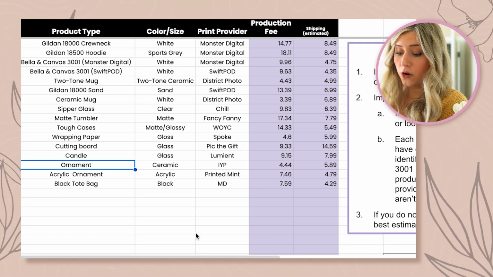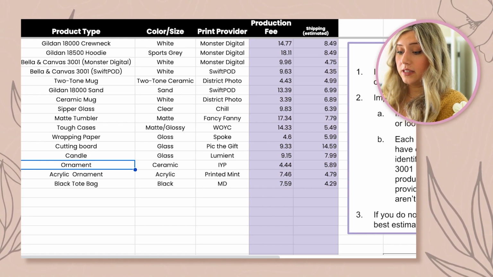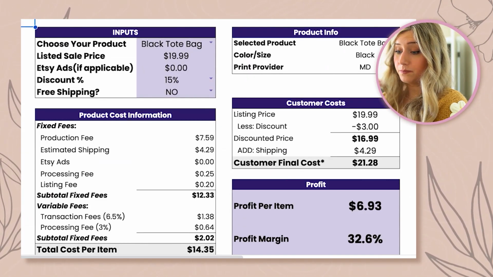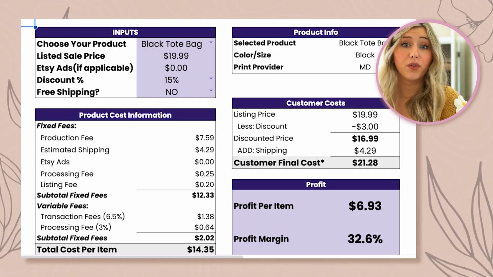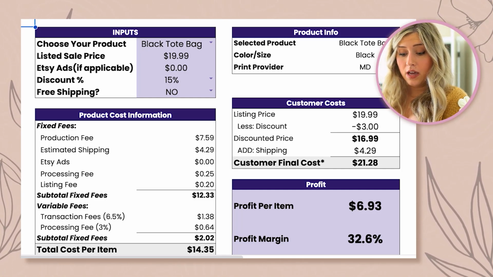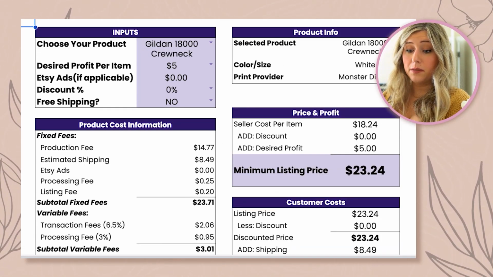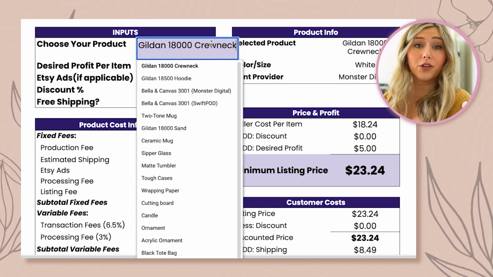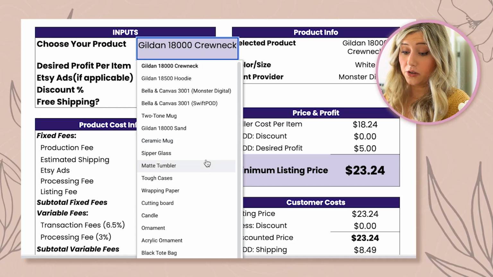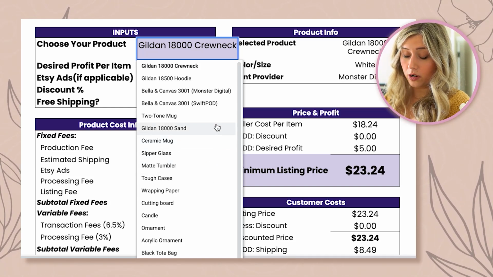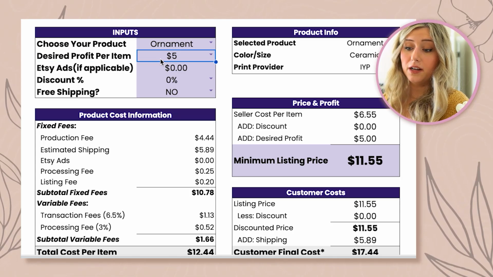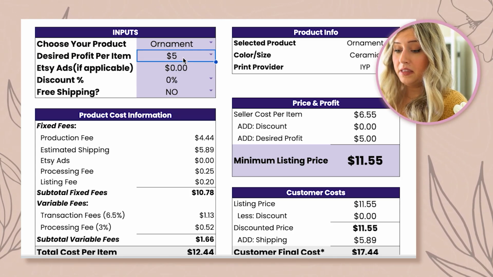Which is ornaments. So let's say with ornaments, I want to have a certain profit. Again, we're gonna start with reverse engineering our profit, right? So I'm going to go to my price calculator here. Now, let's say that I want a $5 profit by selling an ornament. So I'm gonna select the ornament here first. Then I'm going to put my desired profit per item is $5 currently.